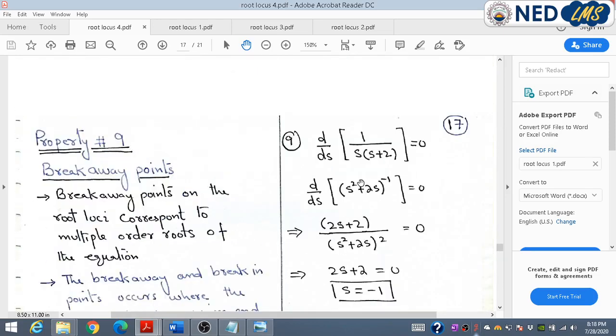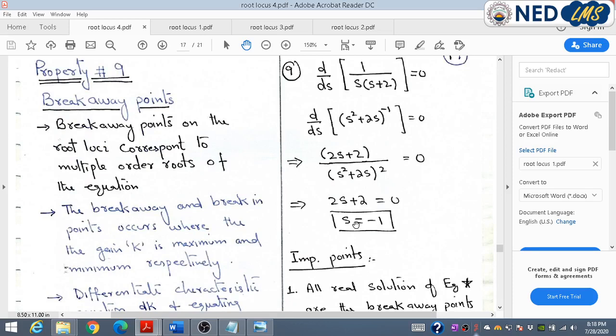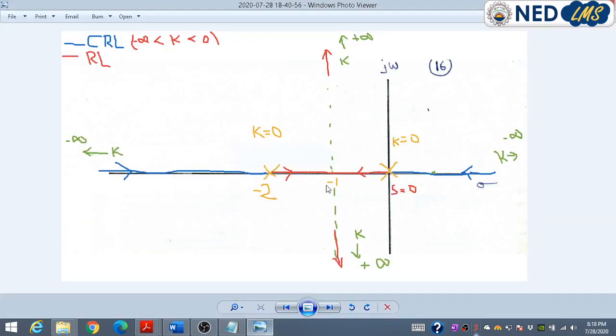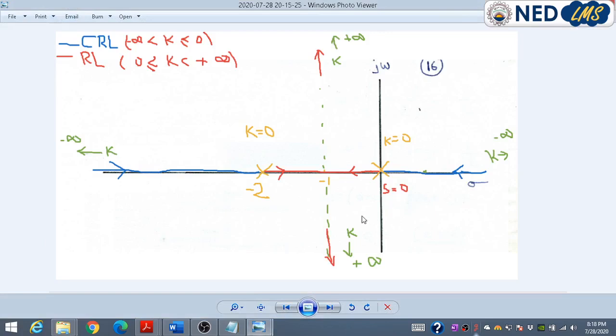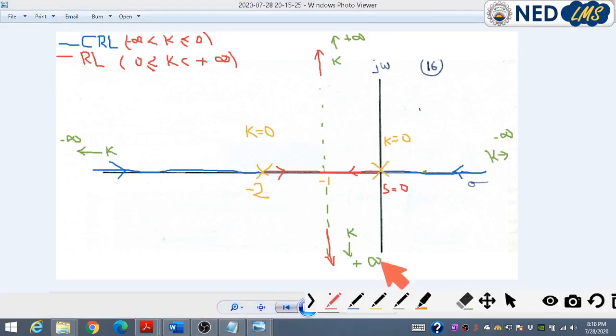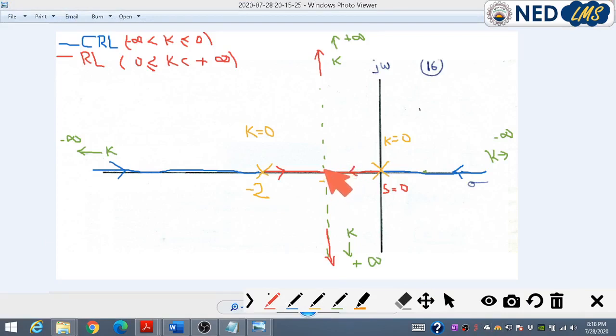So here we have implemented the same thing. We have differentiated G1(s)H1(s) of the given system with respect to s, and after solving we have found that the real value, the solution, is s equal to -1, which means that both the branches will meet at s equal to -1. Okay, again consider this figure. These two branches will meet at this point and then will depart.